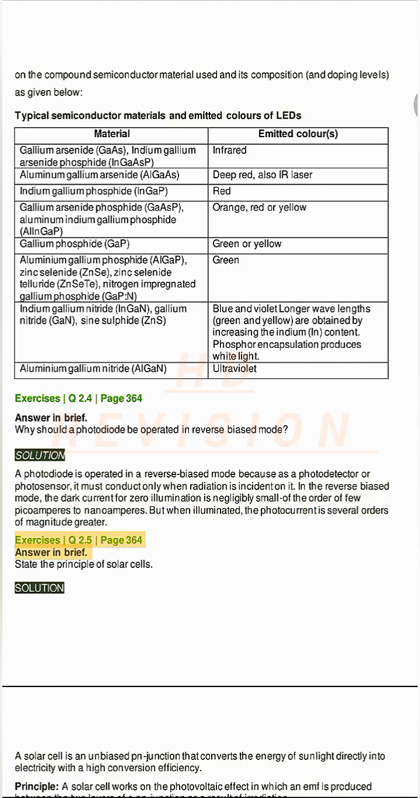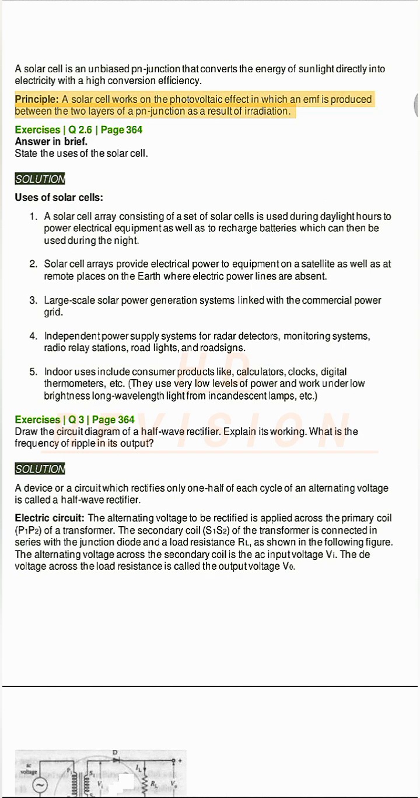Exercises Q2.5, page 364. Answer in brief. State the principle of solar cells. Solution. A solar cell is an unbiased p-n junction that converts the energy of sunlight directly into electricity with a high conversion efficiency. Principle: a solar cell works on the photovoltaic effect, in which an EMF is produced between the two layers of a p-n junction as a result of irradiation.